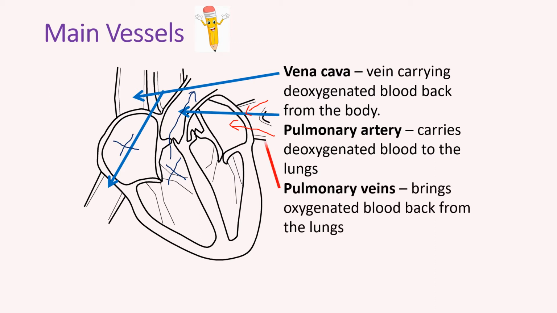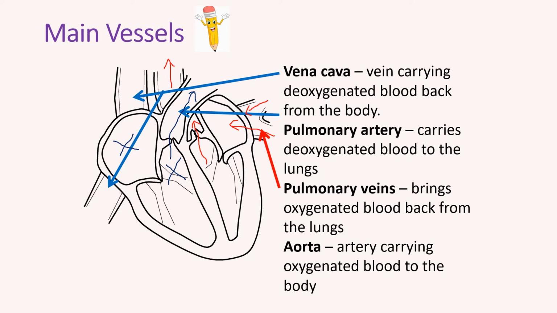Right, and then for the next one, we need to figure out where the next blood vessel is. So we know it'll come out of the ventricle because it is an artery. So the next one would be your aorta, which takes the oxygenated blood to all of the body. So aorta: artery carrying oxygenated blood to the body.